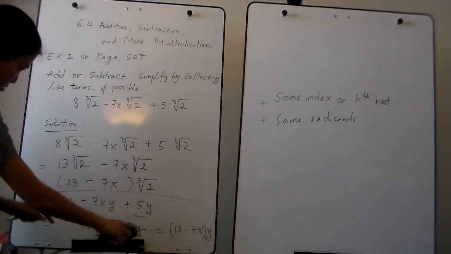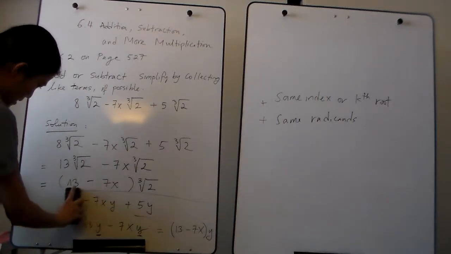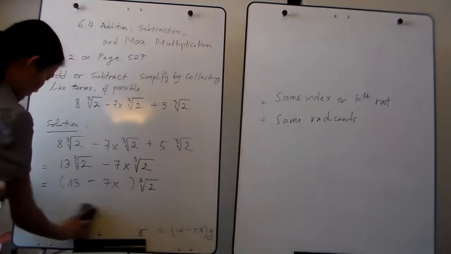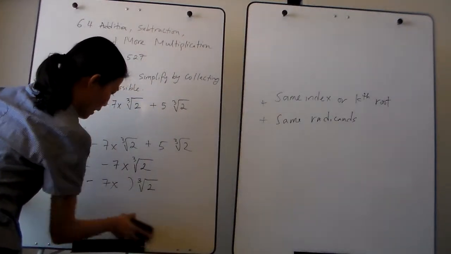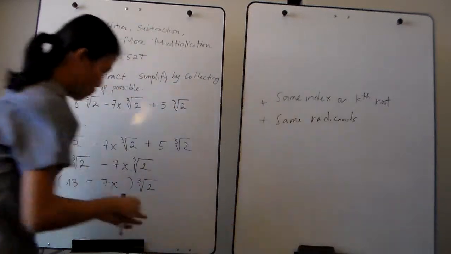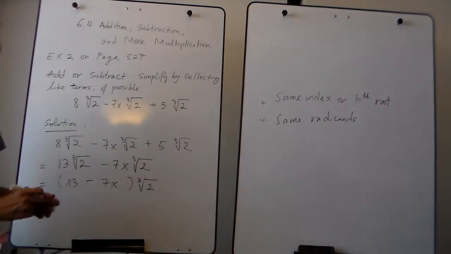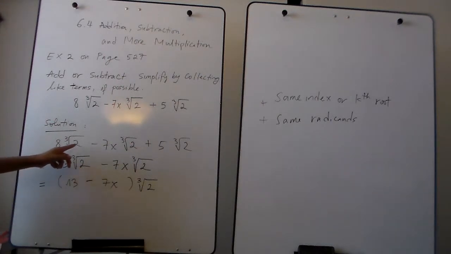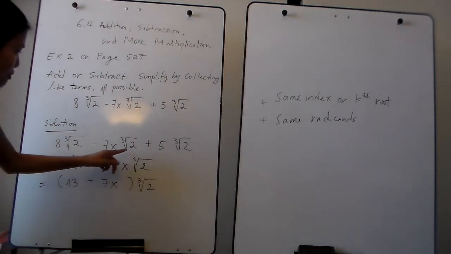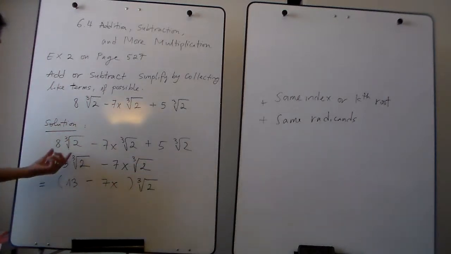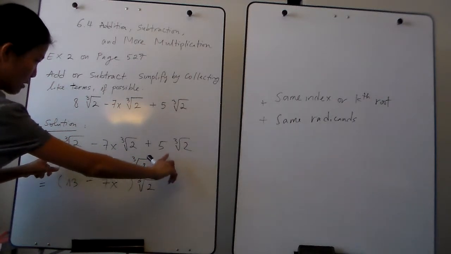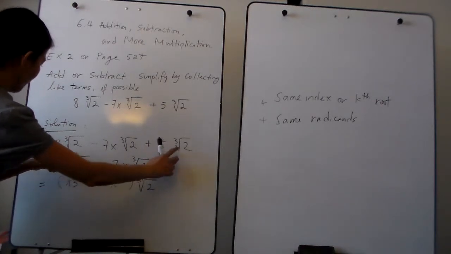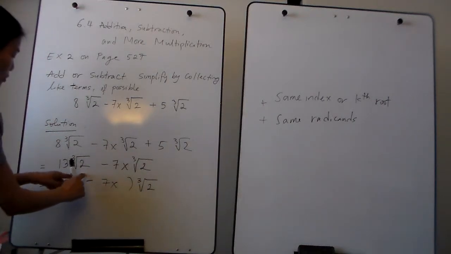Now, this is not the answer. I just want to help you with looking at the problem in a different way, in a way that we are familiar with. So, with practice, you don't have to think about cube root of 2 as y. You can look at this as a cube root of 2 minus 7x cube root of 2 plus 5 cube root of 2. For this and this, you can simplify because they have coefficients a and 5 with cube root of 2. That means you can add them, make it 13 cube root of 2.